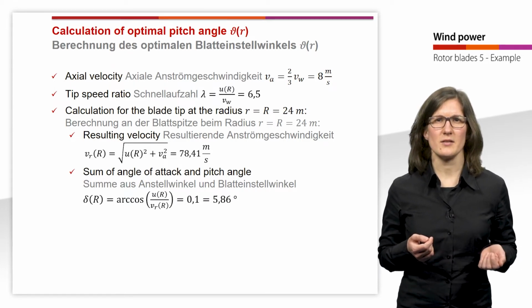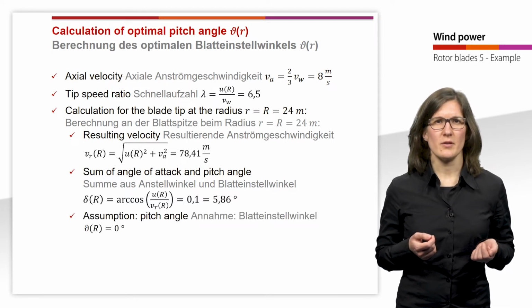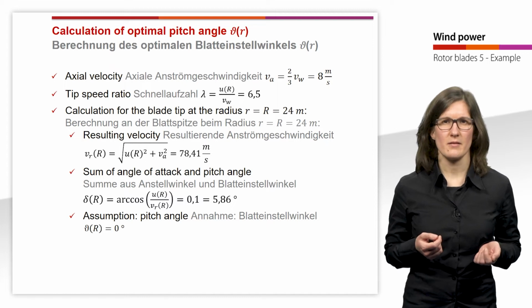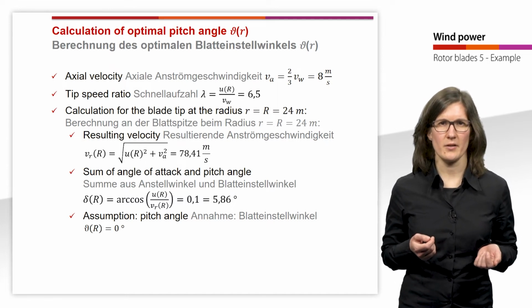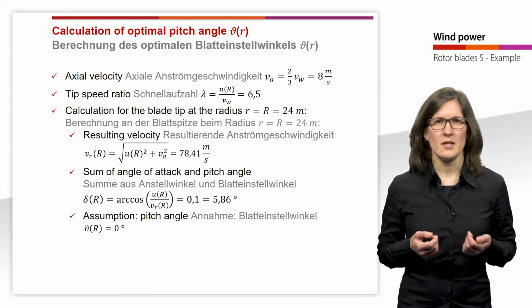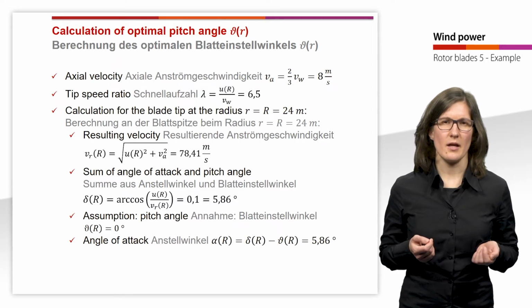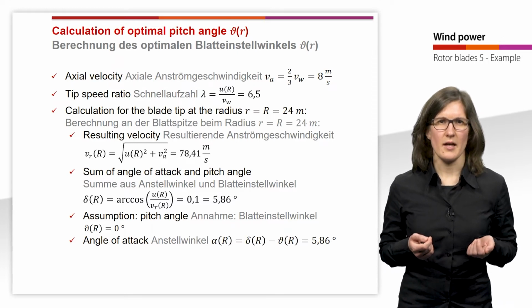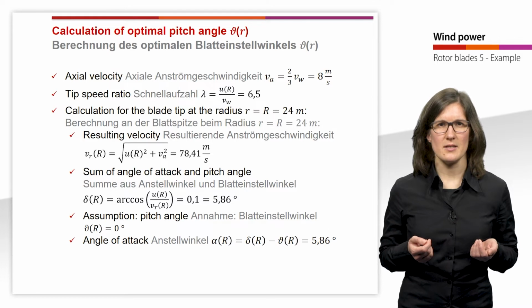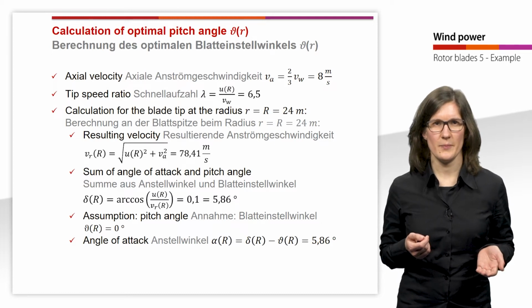5.86 degrees. For this blade element, we have to assume a value for the angle theta, which is our constructive parameter. We assume that this angle at this blade element is 0 degrees. And after that, we can calculate the angle of attack alpha. The angle alpha is the total angle delta minus the pitch angle theta, thus it is also 5.86 degrees.